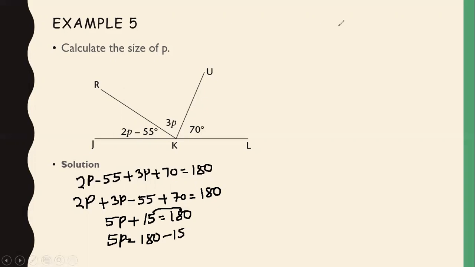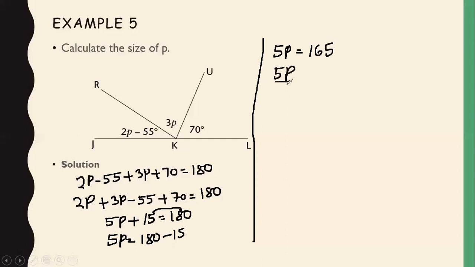Is that clear? So 5p equals 180 minus 15, which gives you 165. So divide both sides by 5 to get p. 5p over 5 gives you p, and 165 divided by 5 gives 33. So p will now be equal to 33 degrees.